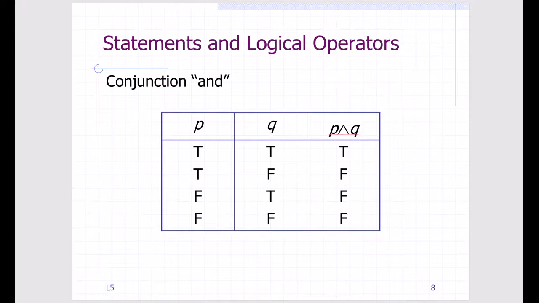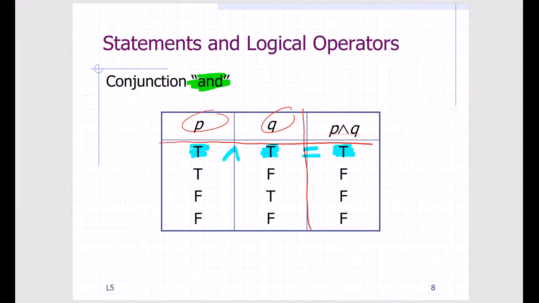The third logical connective we talked about was the conjunction, or the and statement. Again, this truth table looks like this. We have our simple statements, P and Q, and then our compound statement, P and Q. When you combine two statements with a conjunction, the only way for the and statement to be true is if both simple statements are true. So true and true equals true. Otherwise, each of these cases is false.